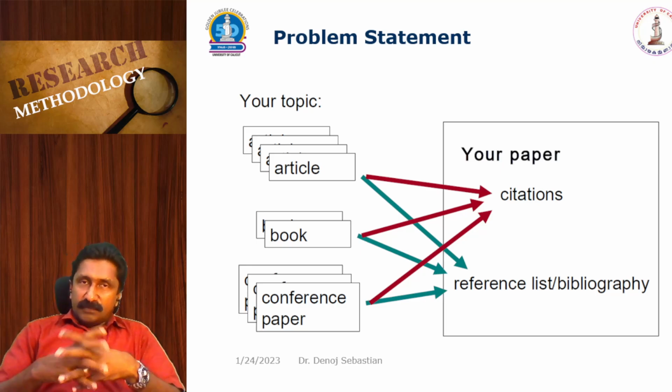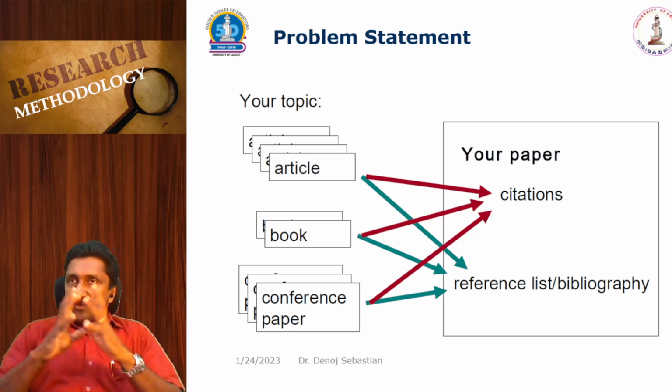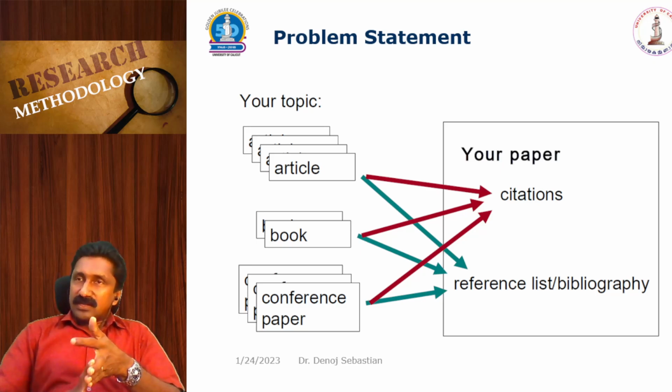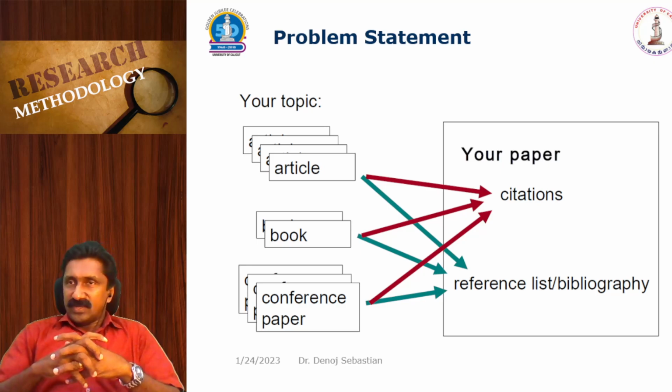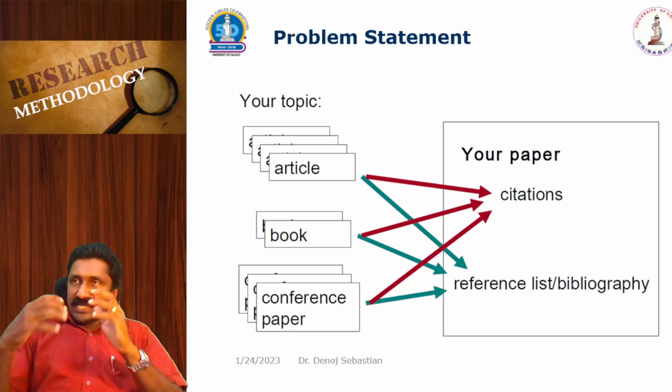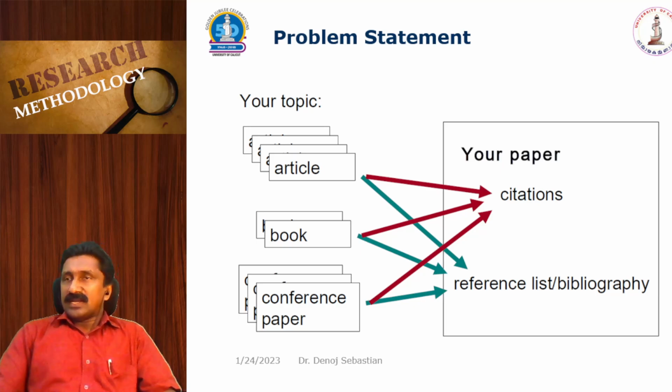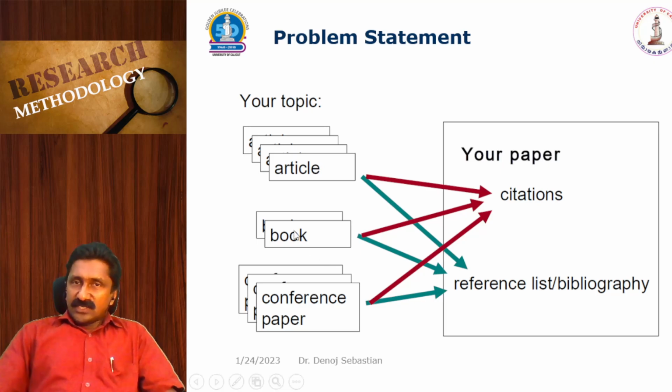So in the problem statement, we can see that if you have a topic of research in which you are writing a paper, you will consult many articles, books, and conference papers, etc., which are your literature, which needs to be cited in the text of the paper. As I mentioned, the citations will be given within the text, and the references or end bibliography will be marked at the end of the text. So while writing the paper, every article, book, and conference paper that you consult will be cited within the text, and the corresponding reference list or bibliography will be generated at the end.